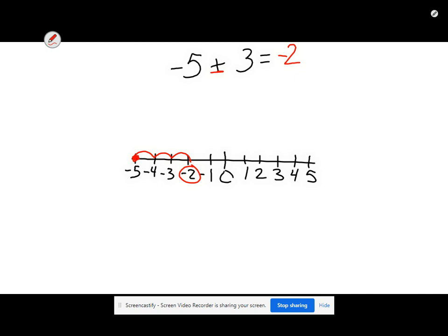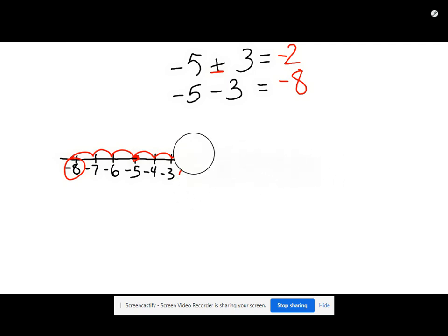What about if we have negative 5 minus 3? Landon? Negative 8. Yeah, because this time we're going to start at that negative 5, but when we subtract, we go to the left. Okay?